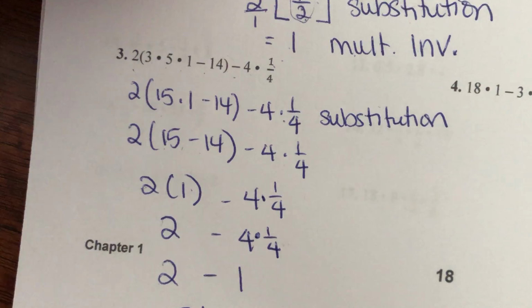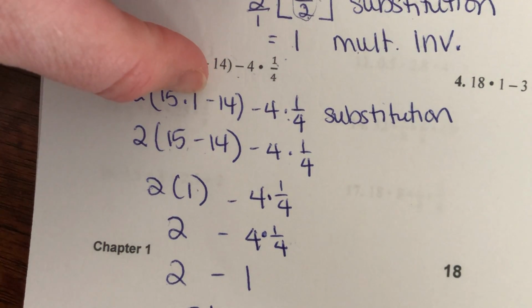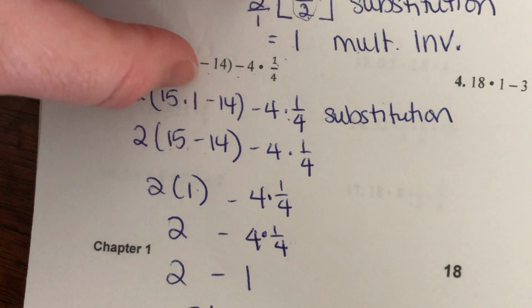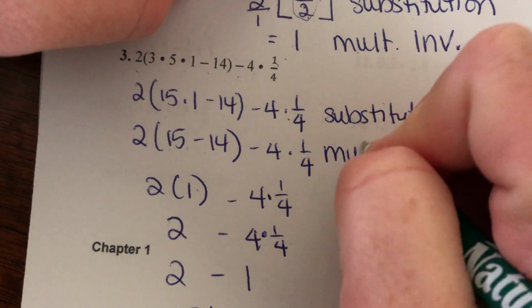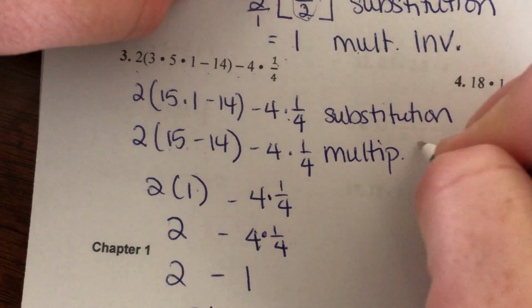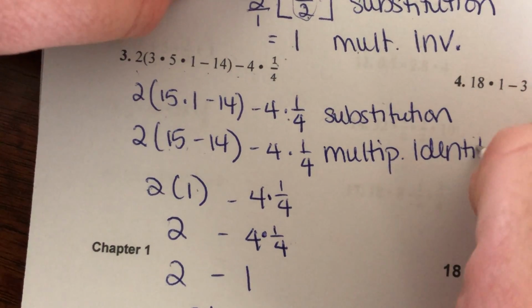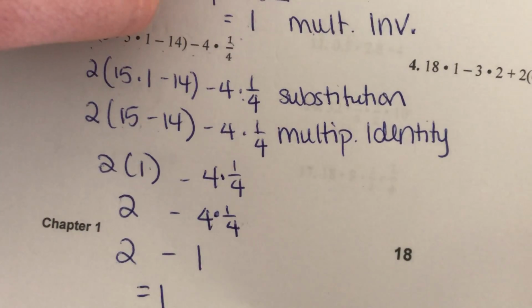Well, that kind of reminds me of a property. I'm multiplying, but my number doesn't change. It keeps its identity. So if you go up to the top and look, that's the multiplicative identity, when a number stays the same.